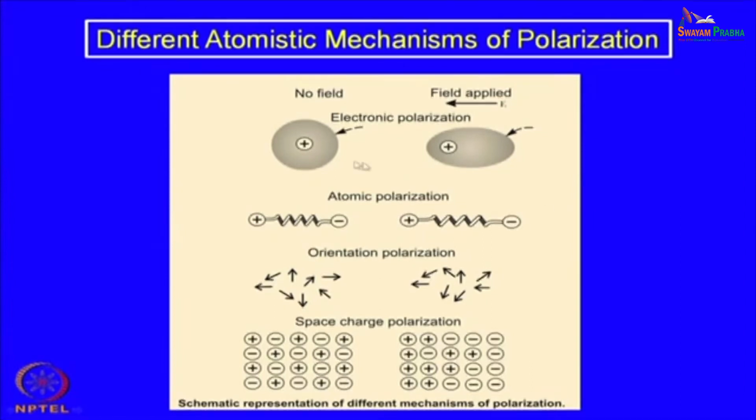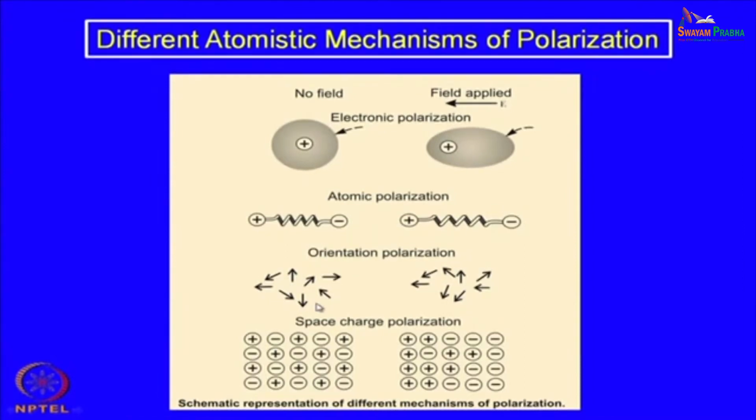So, this is atomic polarization, or sometimes also called ionic polarization, because if there are ions, it actually happens between the ions. This is an anion and this is a cation. So, it is more of an ionic polarization, but it is taking place at the atomic level, at a pair of atoms level.